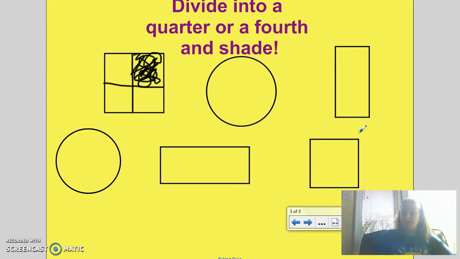You guys did a fantastic job partitioning or dividing shapes into quarters and halves and recognizing the equal parts. So awesome job. I hope that you did a great job of showing excellence. Make sure that you go to the next activity when you're done.